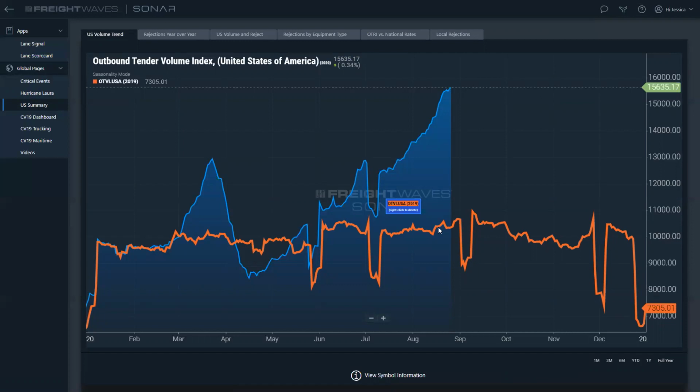All of this data is updated every day with a one-day lag. So the data you're looking at today was from up until midnight of yesterday. So you have a one-day lag when you're looking at this information.